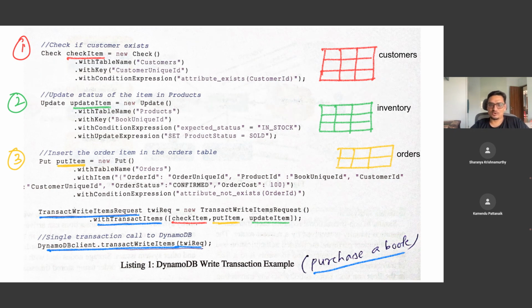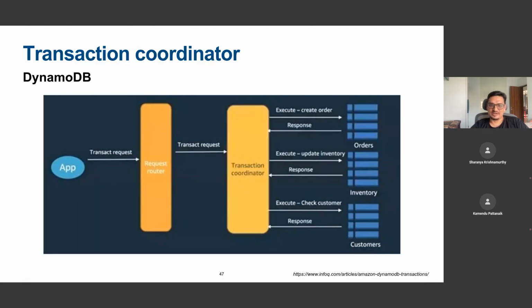I have this habit of writing down notes and highlighting when I read these white papers. Let's say somebody wants to purchase a book, right? Amazon first wants to check that this customer really exists, that I have a copy of this book in the inventory, and then make an entry in the orders table saying there's an order like this. You prepare all three things in these variables: check item, update item, and put item. You put all three of them in a transaction write items request, and then you invoke the client to write this request. That's how a transaction looks in DynamoDB.